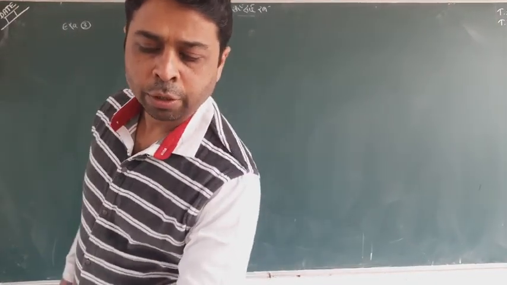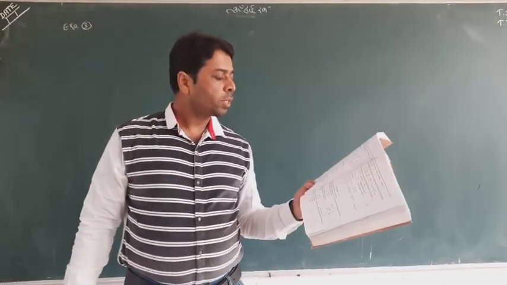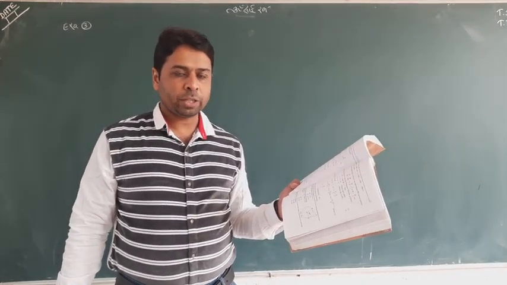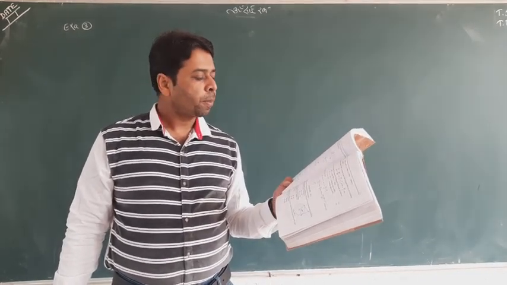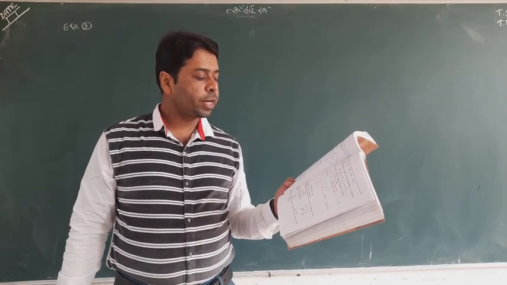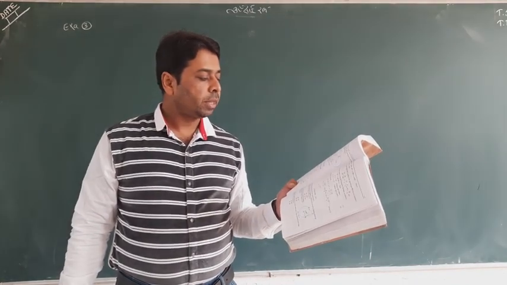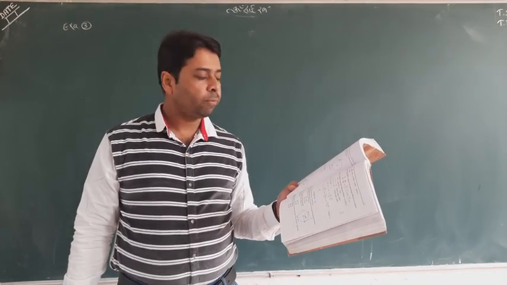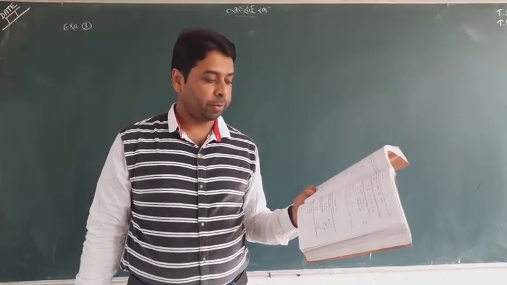Question says PQ is a chord of length 8 centimeter. You can see the picture also. Circle of radius 5 centimeter. The tangents at P and Q intersect at point T. Find the length TP. Okay.